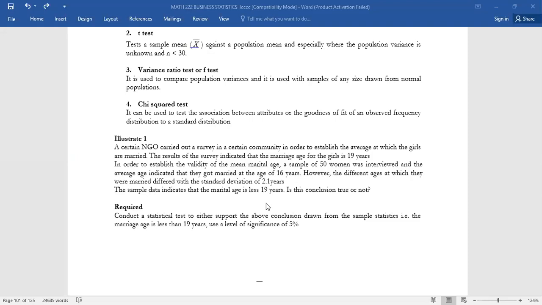So we've been asked to test the hypothesis. Conduct a statistical test to either support the above conclusion or to reject it. Who will give us the null hypothesis for this data? This is a simple one. We've been told that the marriage age is less than 19 years, and we've been asked to use a 5% significance level.